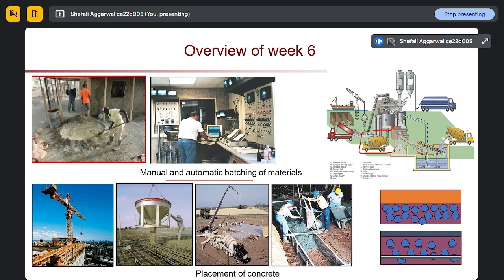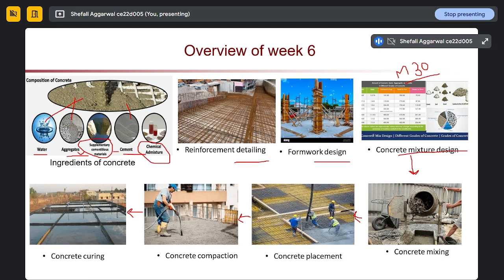So the next topic is the first main element of our concrete, cement. So we will be talking about cement. If we talk about cement, the main raw materials of our cement are calcareous and argillaceous materials, which actually form the cement.